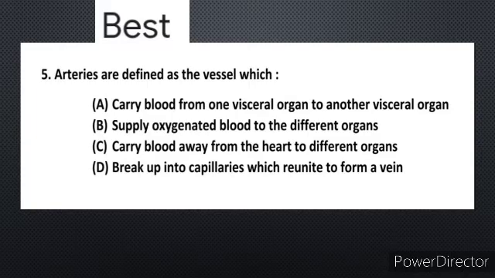You may ask, why not the second option? Because arteries supply oxygenated blood to different organs, right? But we cannot say that, because they are asking for the best definition. All arteries carry oxygenated blood, but there is one exception, the pulmonary artery. The pulmonary artery carries deoxygenated blood. So the best definition is that it carries blood away from the heart to different organs, because it includes the pulmonary artery too, which carries blood from the heart to the lungs. So that is the right answer.